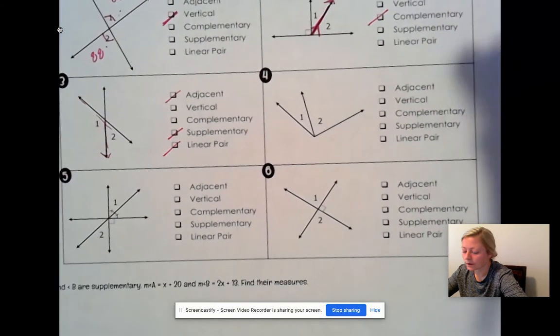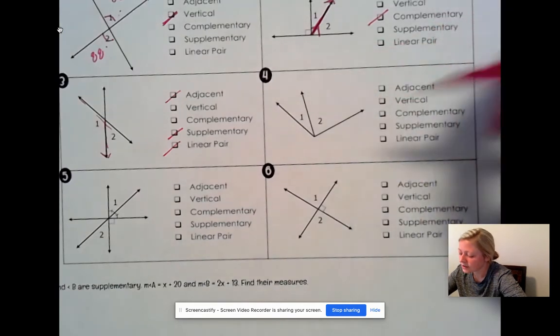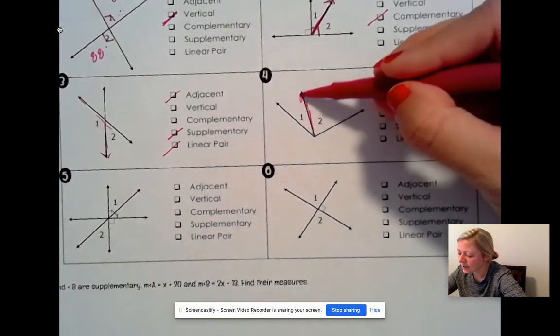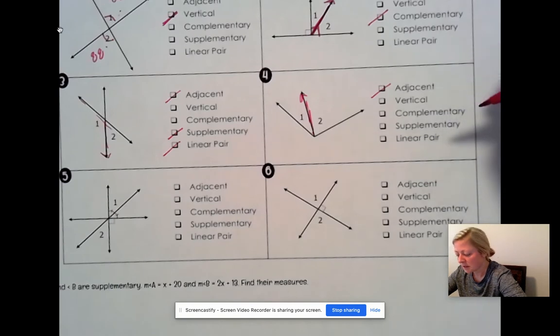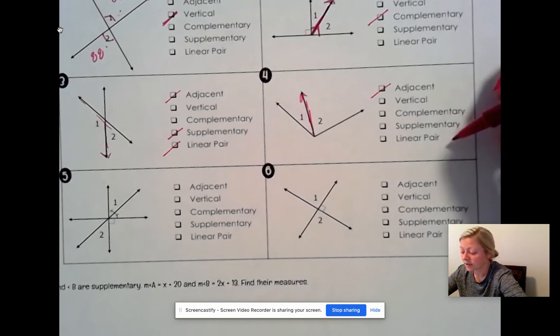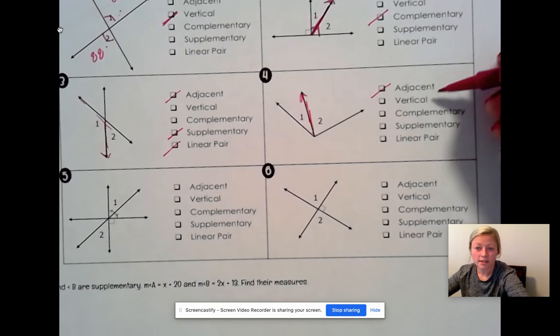Number 4. Are they adjacent? Do they share a side? Yep, right here, folks. So that's a yes. Are they across from each other? No, they are not. Do they add to 90? They could, but we don't know that. We have no angle measures. Do they add to 180? Not based off this picture. We don't know that. And same thing with a linear pair. We don't know that they add to 180. So they are just adjacent.